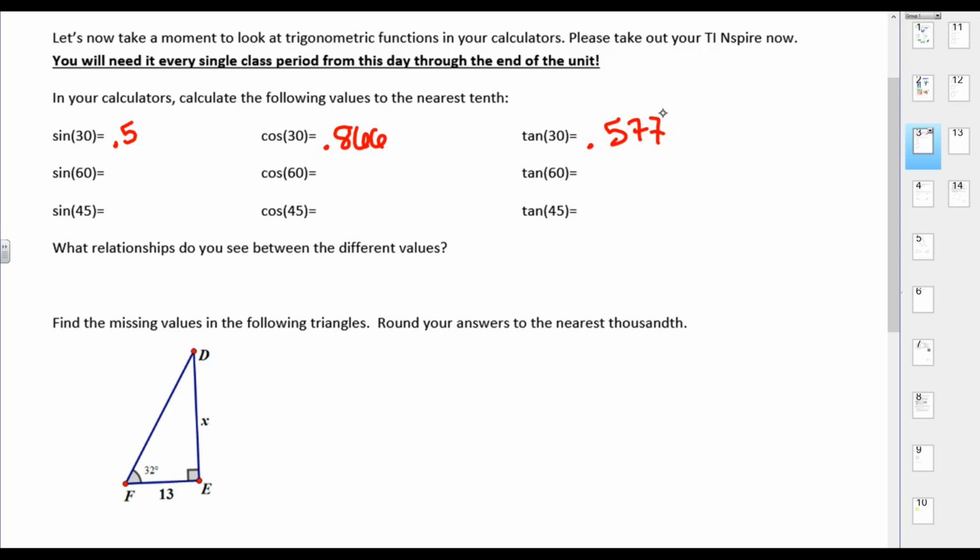All right, guys, I want y'all to pause now and find the sine, cosine, and tangent of 60 degrees and 45 degrees right now in your calculator. Go. All right, so check your answers against mine. I'm rounding to the thousandths place.